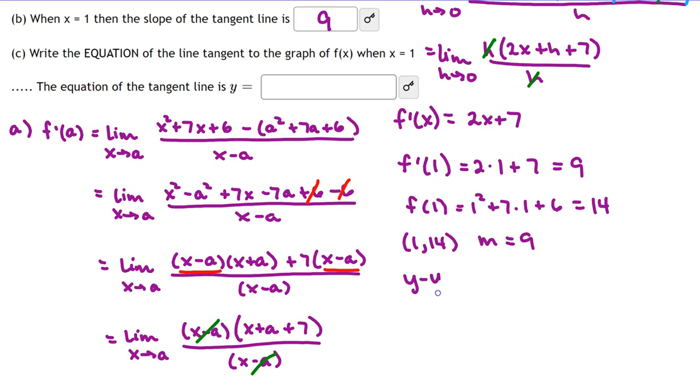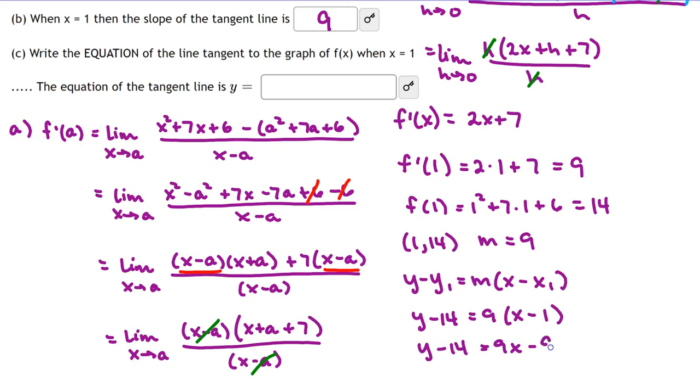This time I think I'll do point slope form. You can use y equals mx plus b or point slope form. 14 is my y1, 9 is my m, 1 is my x1, so y minus 14 equals 9x minus 9, and add 14 to both sides, y equals 9x plus 5. So the box already has the y equals before it, so we just put 9x plus 5.